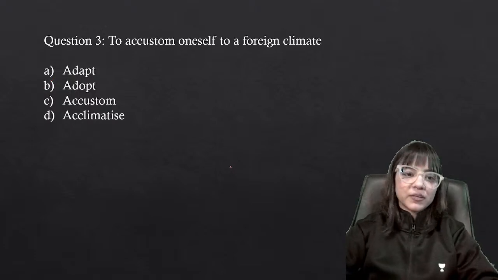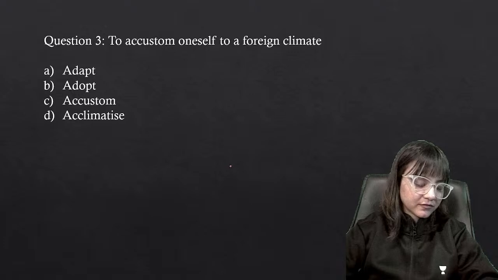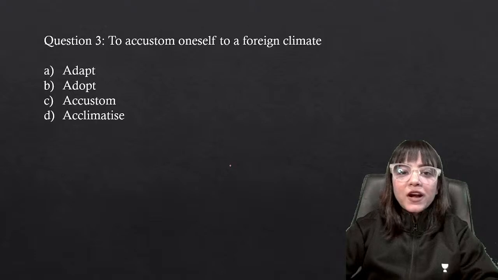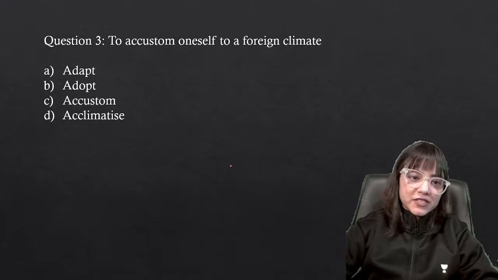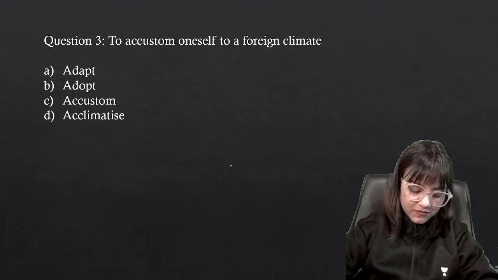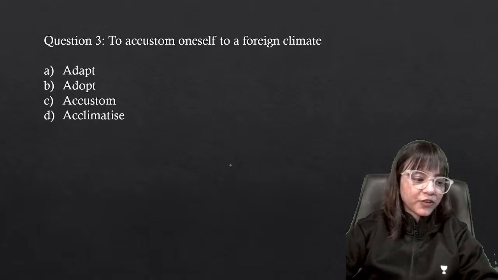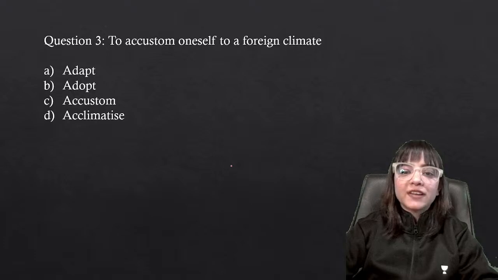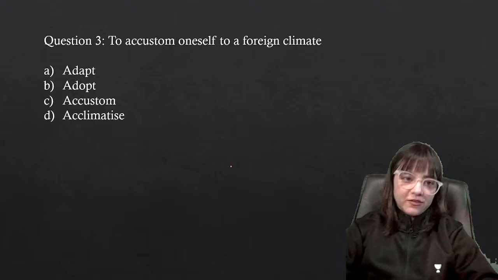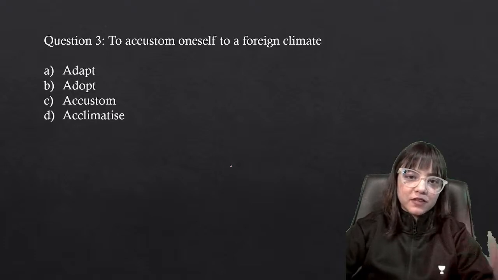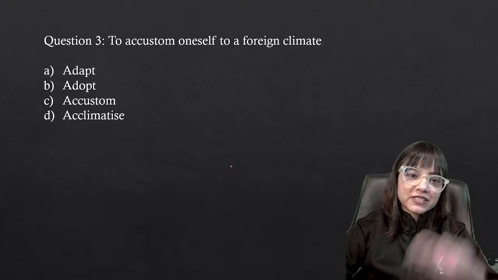Moving on to the third question. To accustom oneself to a foreign climate. What is the word for it? If you are getting yourself used to a foreign climate, what is the word for it?